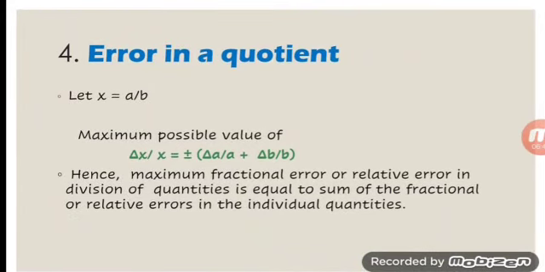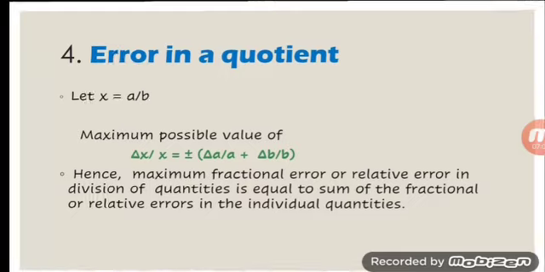Then error in a quotient. Similarly, as in the case of the product, here the maximum possible value of delta x by x is equal to plus minus delta a by a plus delta b by b. Similarly, the maximum fractional error or the relative error in the division of the quantities is equal to the sum of the fractional or the relative errors in the individual quantities.